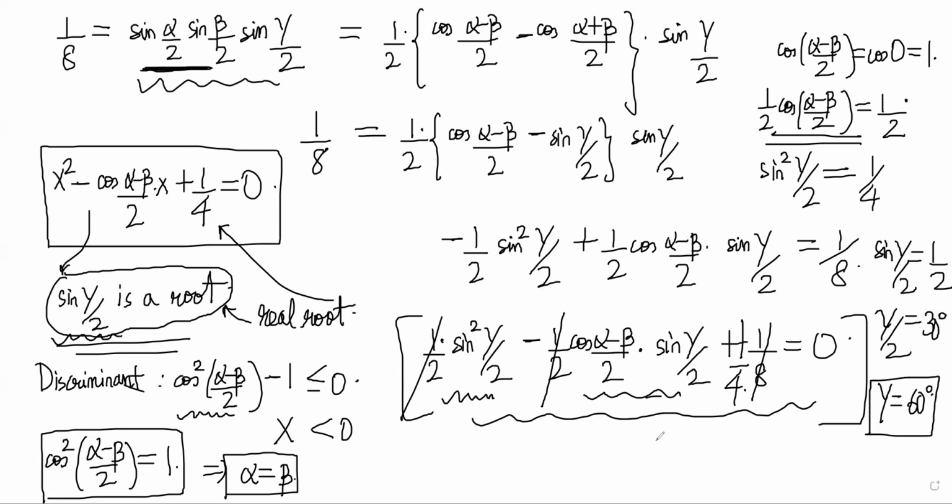And if lambda is 60 degrees and alpha is equal to beta, that means alpha is equal to beta is equal to lambda is equal to 60. All the angles are equal and the triangle is equilateral.